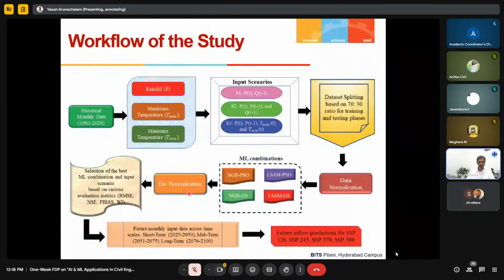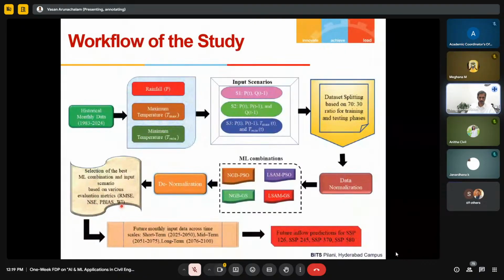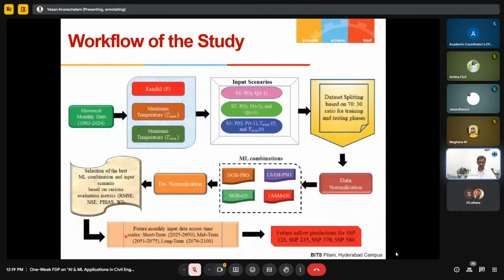Then we also have something called denormalization, which we usually do in this particular case. And I'm not going to spend too much time. This is a database technique where we make sure that it's going to be far better. And ultimately, we are going to use the correct scenario, and we are going to have 4 different evaluation metrics, which we have used in the paper to compare which one is doing well, and finally arrive at this particular input data and the inflow predictions.